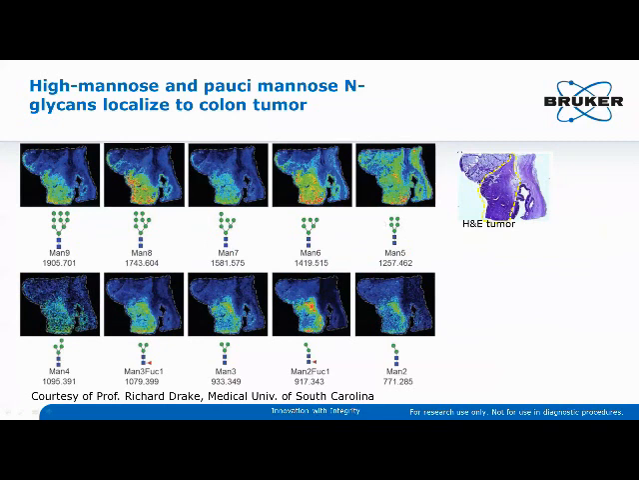Same biopsy, same sample. We see that a number of high mannose glycans are specific to the tumor region. The presence of a high number of mannose is illustrative of the disruption in the synthesis pathway of the glycans, and whether or not this is a cause or an effect of being in the tumor is not known at this point, but certainly it's indicative of some type of disruption in the synthesis pathway.